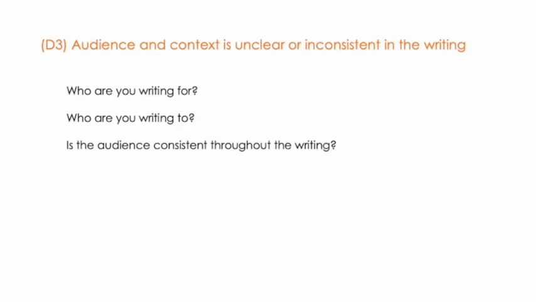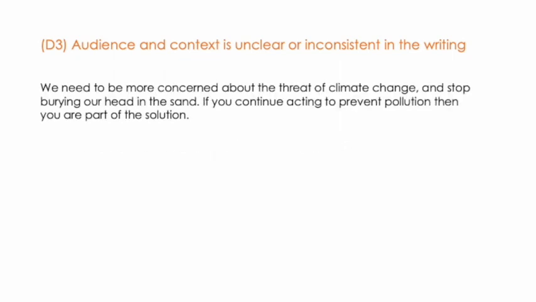D3 is all about audience and context. Who are you writing for? Who are you writing to? And is the audience consistent throughout the writing? In this example, we read, we need to be more concerned about the threat of climate change and stop burying our head in the sand. If you continue acting to prevent pollution, then you are part of the solution.